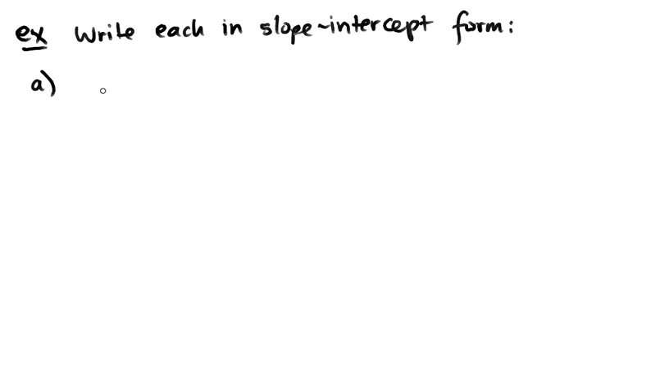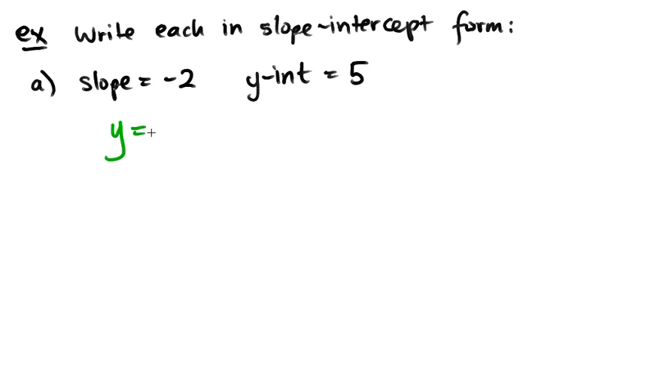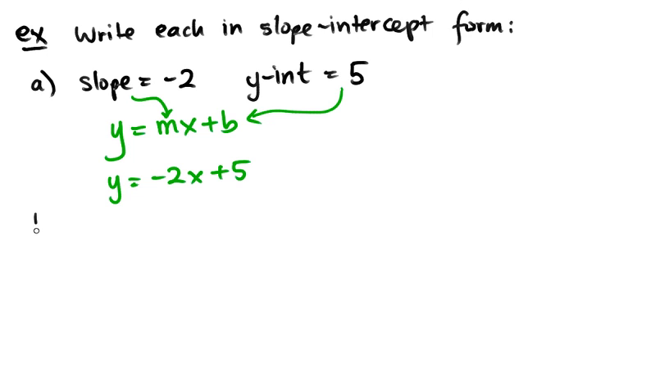Okay, let's take a look at a few more examples. If I tell you that I want you to write each of these equations in slope-intercept form, and the first one has a slope of negative 2 and a y-intercept of 5, you should fairly quickly be able to tell me, because of y equals mx plus b, that your slope is going to be negative 2 and your y-intercept is going to be plus 5.